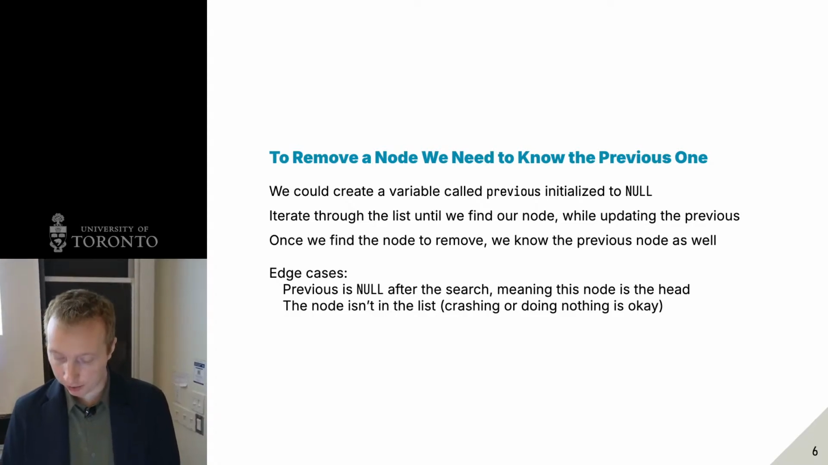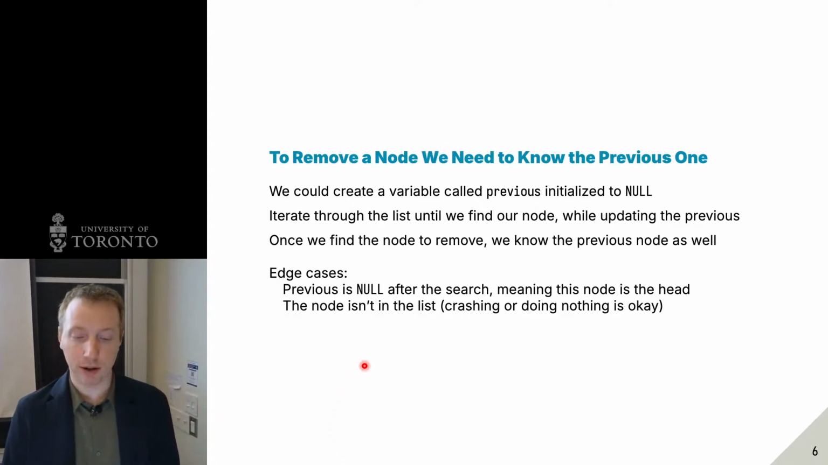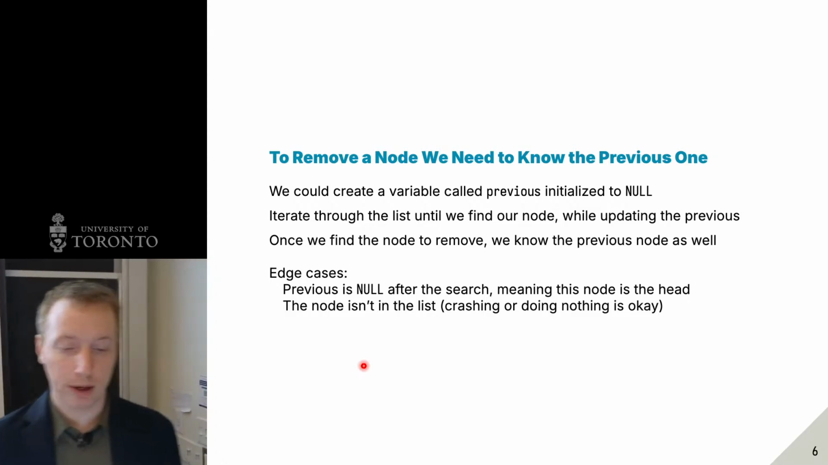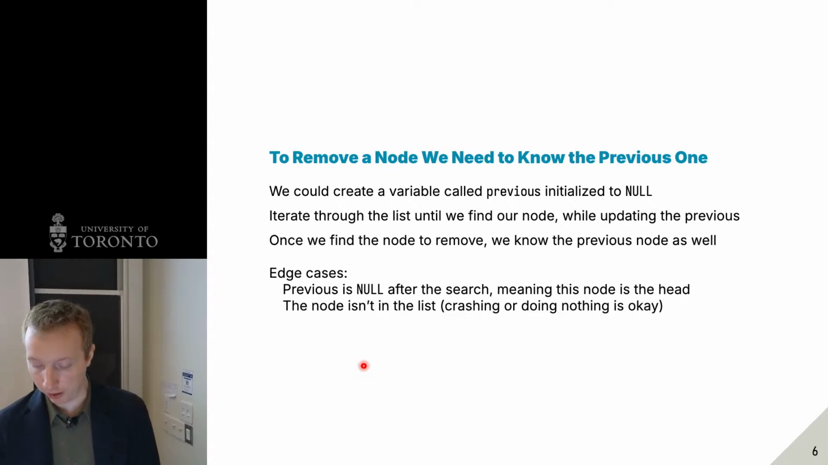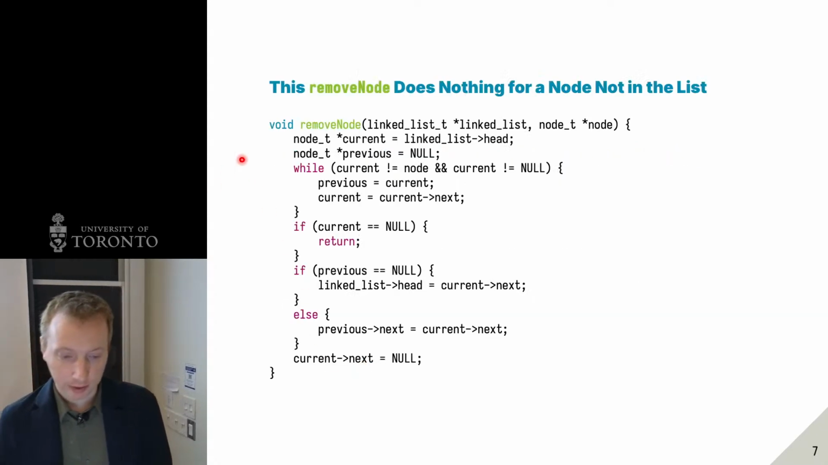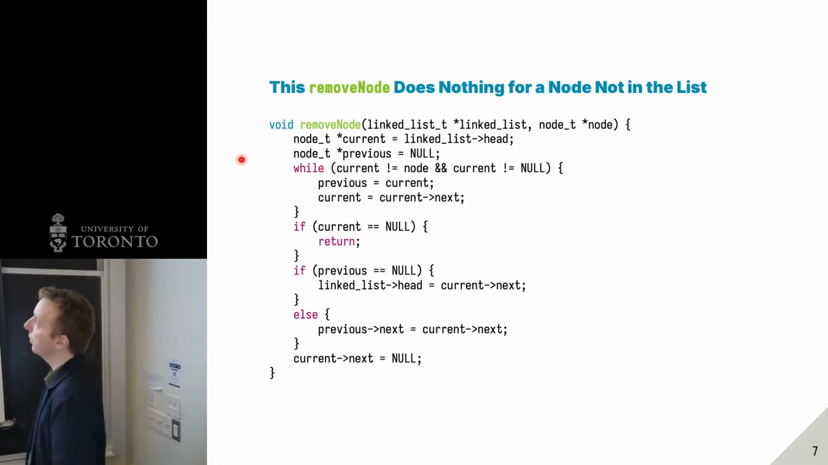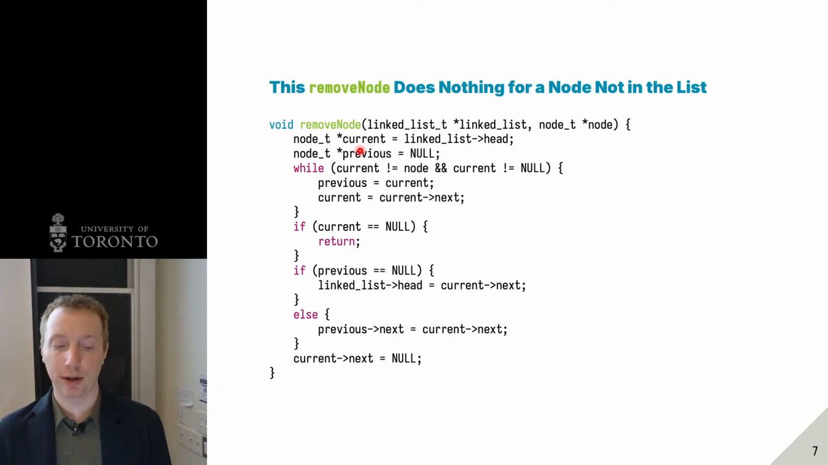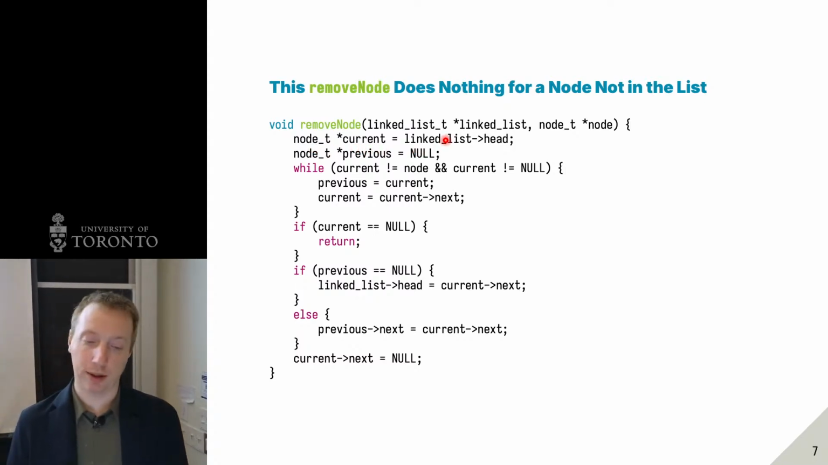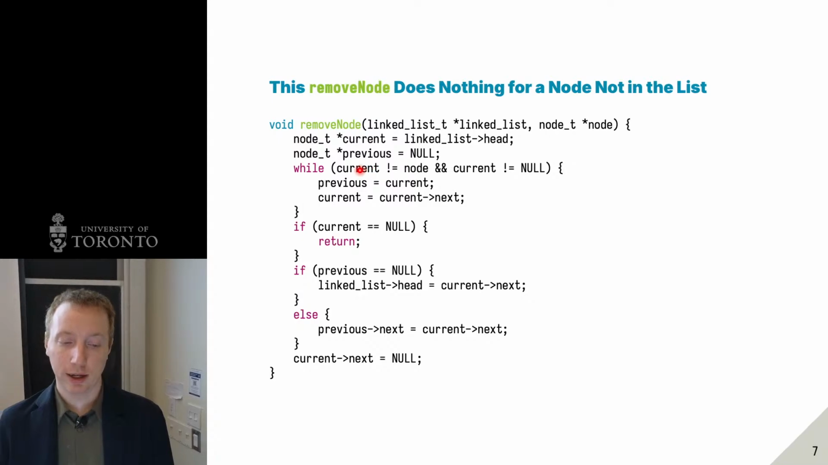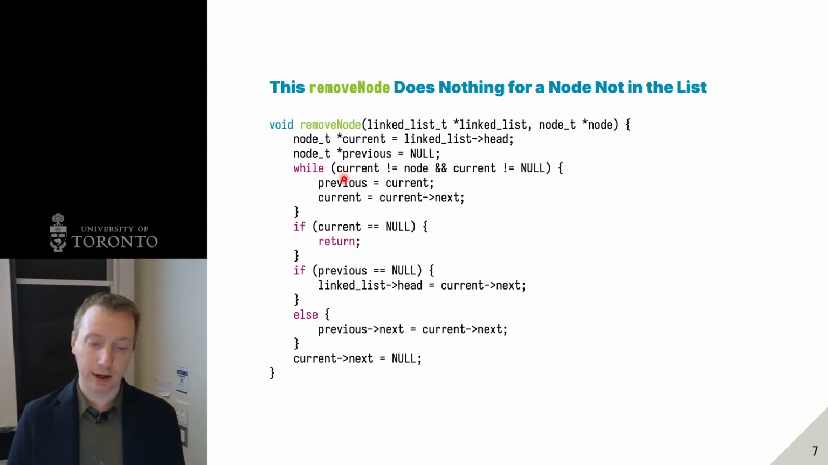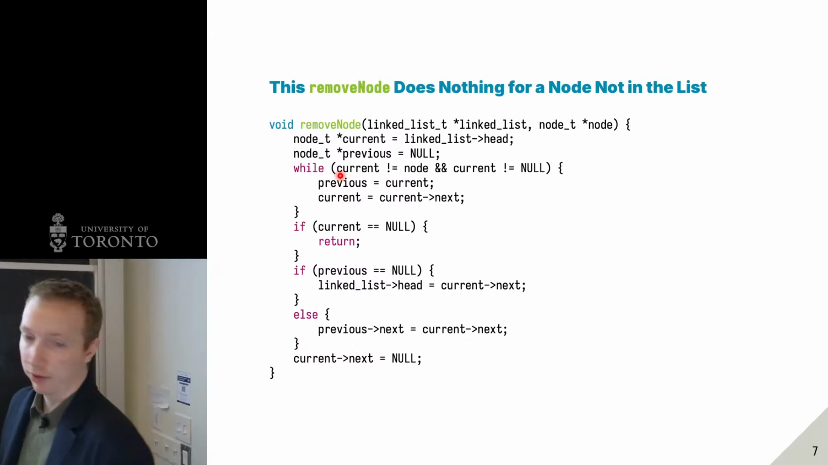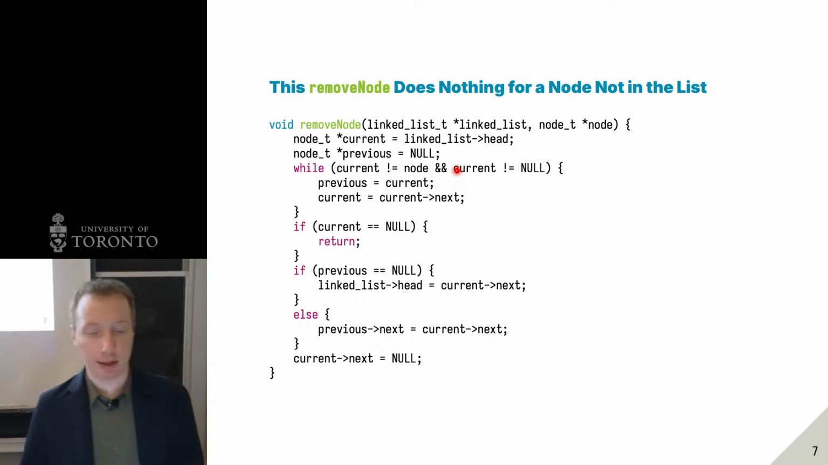But if we do this, our edge cases are that if previous is null after the search, this node is at the front of the list. And if the node isn't in the list, crashing or doing nothing is okay. So this is one other solution, just so you have it, that explicitly keeps track of the previous. Initially, current can be equal to the head, previous is equal to null. And then to iterate over everything, I can search for something that matches the current node or the fact that it's not equal to null.